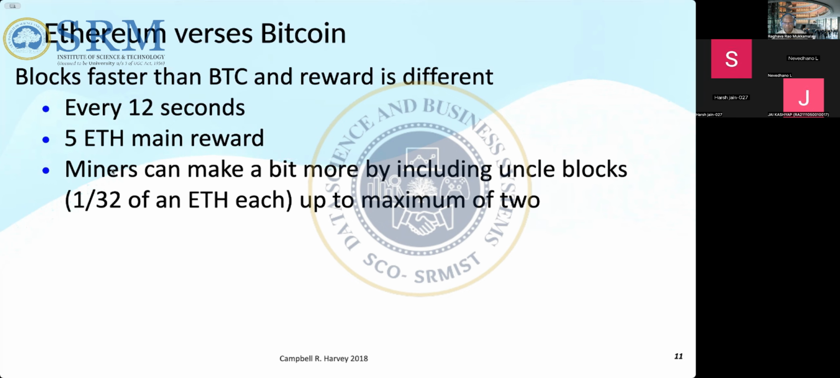But the miners can also get a reward by including uncle blocks, which is almost 1/32 of an ether. So that means it's a very small fraction, you can say 0.03 ether or something like that. And then they can also add these uncle blocks up to a maximum of 2 or something like that. So they get a small reward for adding uncle blocks to the chain.